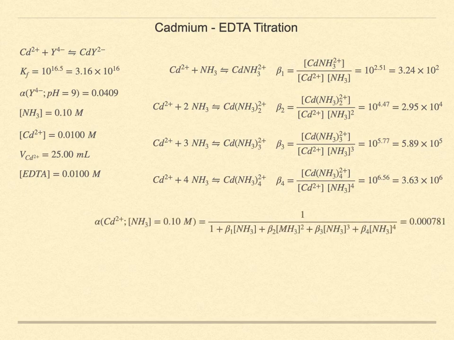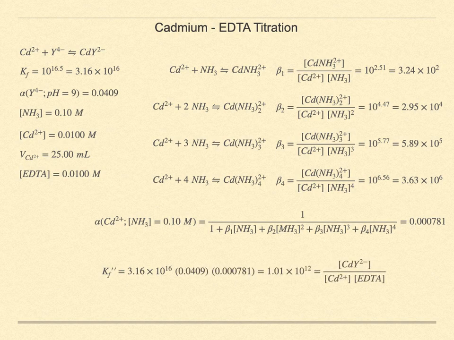Here's the expression we use, producing in this case, and given that we have an ammonia concentration of 0.1 molar, a fractional composition of 0.000781. Less than 0.1% of all cadmium is in the form of the free metal. The product of the formation constant, the EDTA fractional composition, and the metal fractional composition produces the formation constant conditional upon the pH and conditional upon the ammonia concentration, which we label Kf double prime.